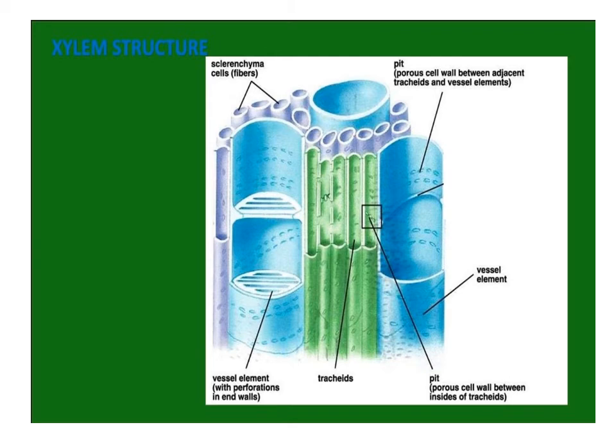Here in the figure we can see the different types of the meristem, primary meristem from where primary tissues are formed and from lateral meristem secondary tissues are produced.